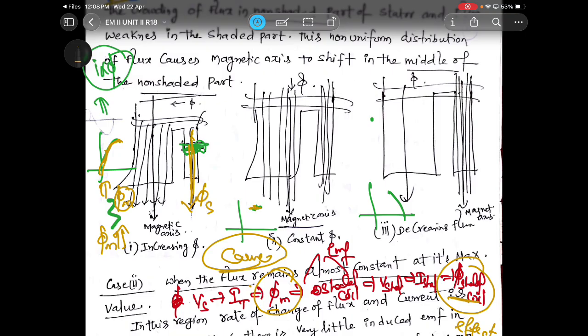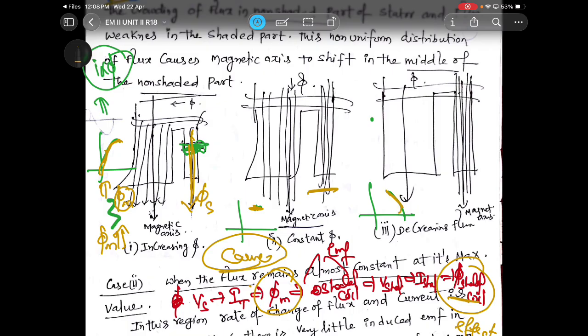Now the main field flux has reached the maximum value in the sinusoidal case. When the maximum value is constant, is there any change? When it is constant, the shaded coil flux also remains the same. When the main field flux is increasing, the shaded coil flux decreases. When the main field flux decreases, the shaded coil flux increases. When it remains the same, the shaded coil flux also remains the same.